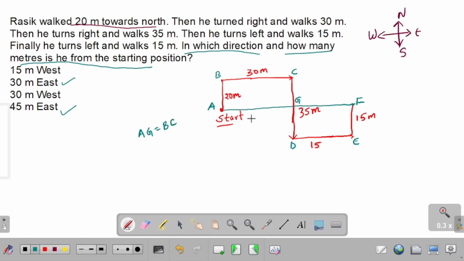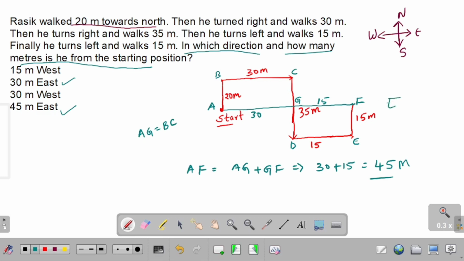So what is the BC here? 30. So AG is also 30. Now the entire distance AF is equal to AG plus GF. What is GF? GF is equal to D, that is nothing but 15. So our final solution is 30 plus 15. What is 30 plus 15? That is 45. Am I clear? So from the starting position, how far is he? 45 meters far. And which direction is he in? He is in the east direction.